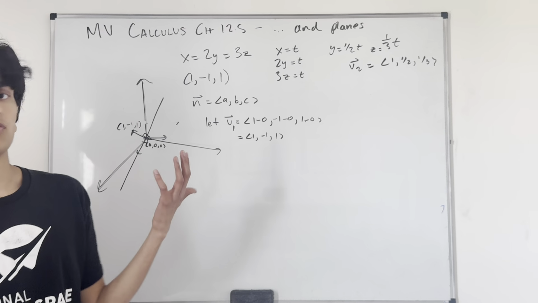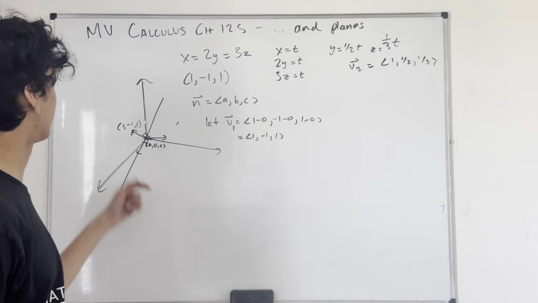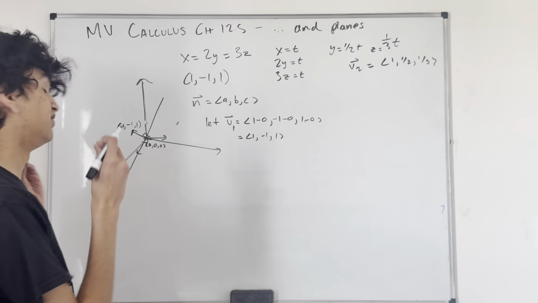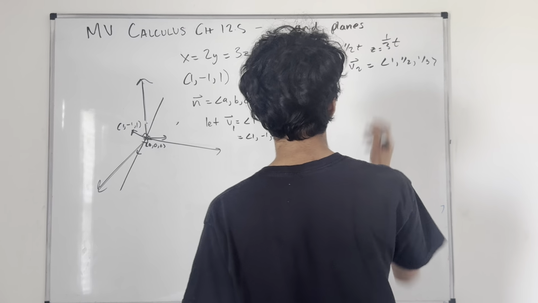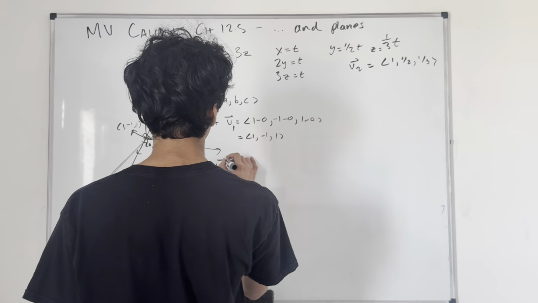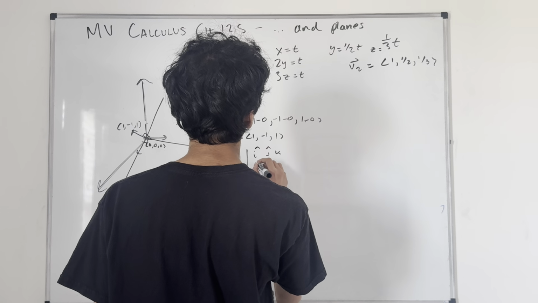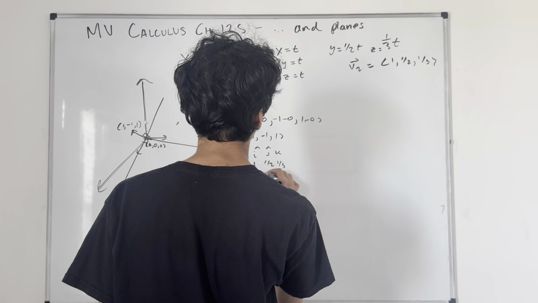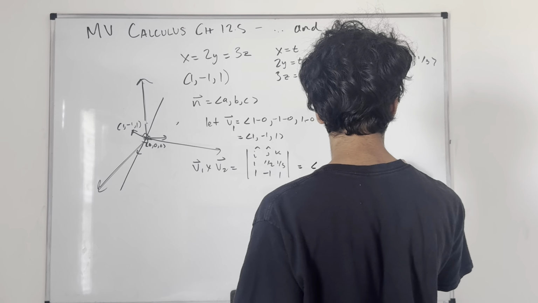So how can I find a vector that is perpendicular to two vectors? Remember, there is an infinite amount, because this vector can be of any magnitude, but one surefire way to get a solution is a cross product. Cross products are always perpendicular to both vectors you are crossing. So v1 cross v2 is going to equal, let's do our determinant, i, j, k, then 1, 1/2, 1/3, and then 1, -1, 1.